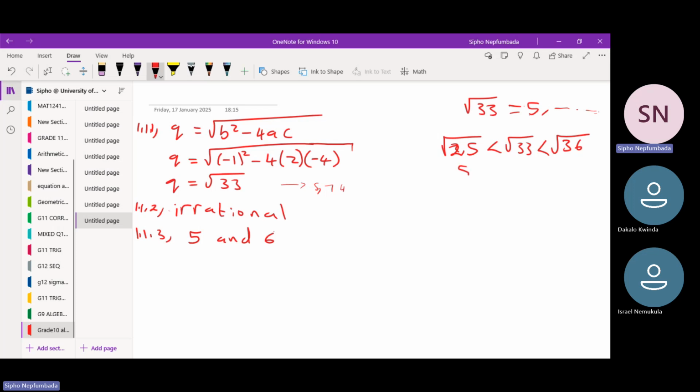5 less square root of 33 less 6. So it lies between 5 and 6. So this is the other way that you can do it. Or you can go straight here. You can say 5 and 6.